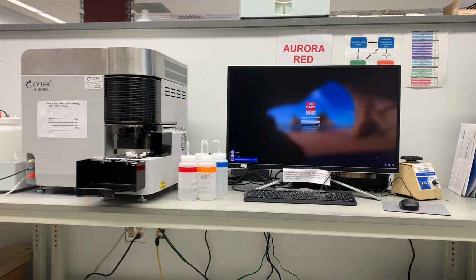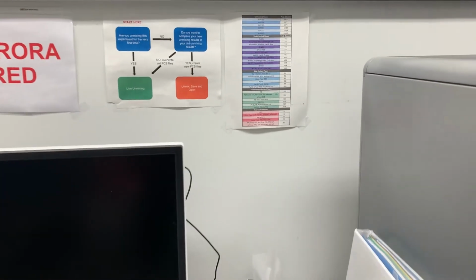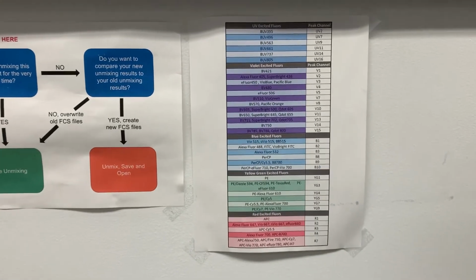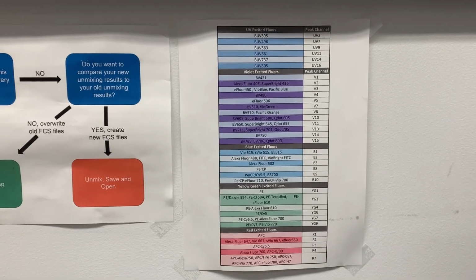Starting out with a quick tour of everything in the lab, you'll first want to make sure that you're at the correct Aurora. All Auroras in our facility are the same, so we distinguish them with colors. You can see from the sign above the monitor that we are currently looking at the Aurora red. Next to that sign, there are a few additional resources that I want to point out. The main one is the chart that gives us the expected peak detectors of the fluorophores. And I'll show you how to use that when we're in the hands-on training session.